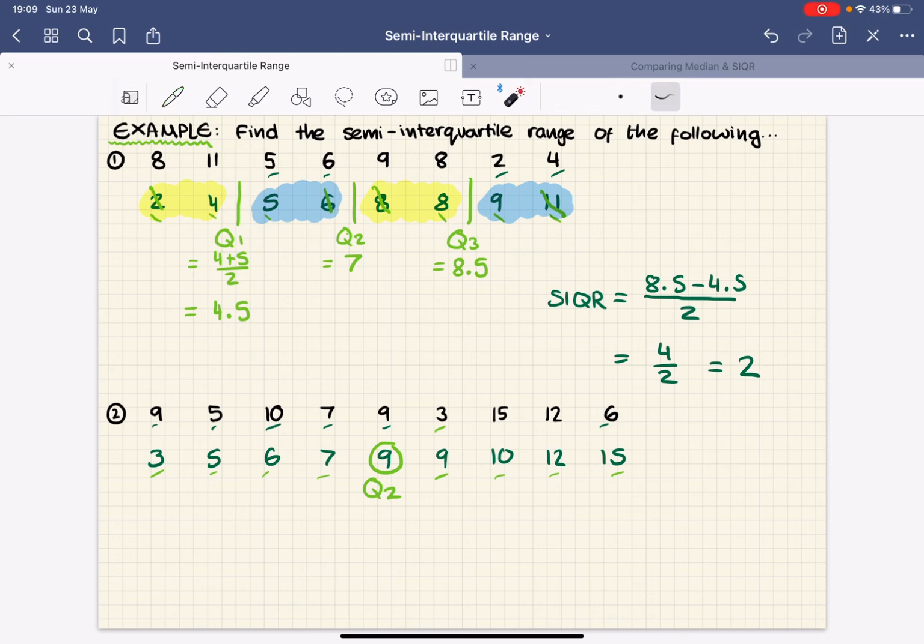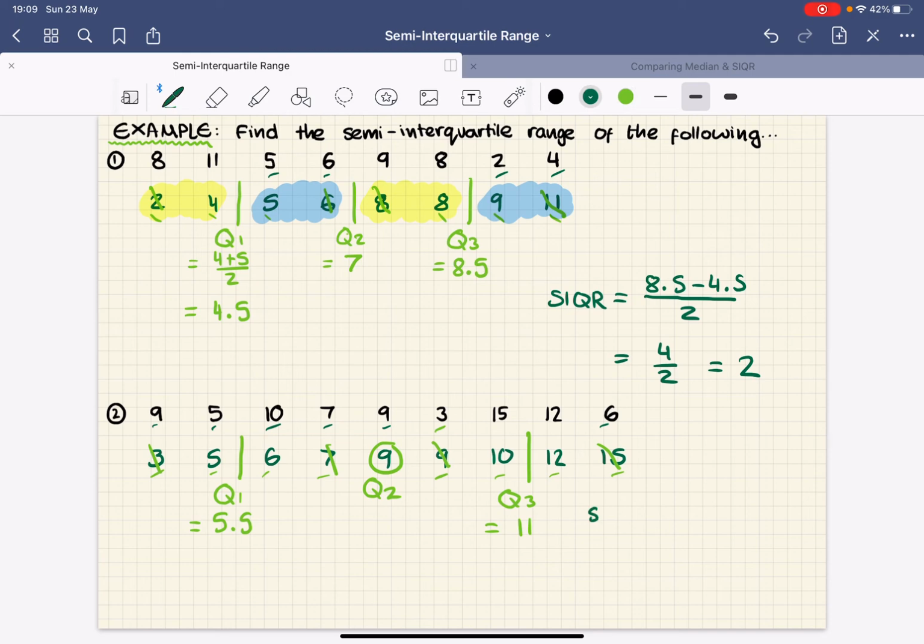And then again, I've got these 2 sections, and you do not include where the median is, because you see that I've got a group of 4 and a group of 4 on either side. So doing the same thing again, front, back, and I'm left with 2 numbers now. So in the middle there, that's my Q1, which is just going to be 5.5. And same idea, front, back, in the middle there, that's going to be my Q3, which is just going to come out as 11.